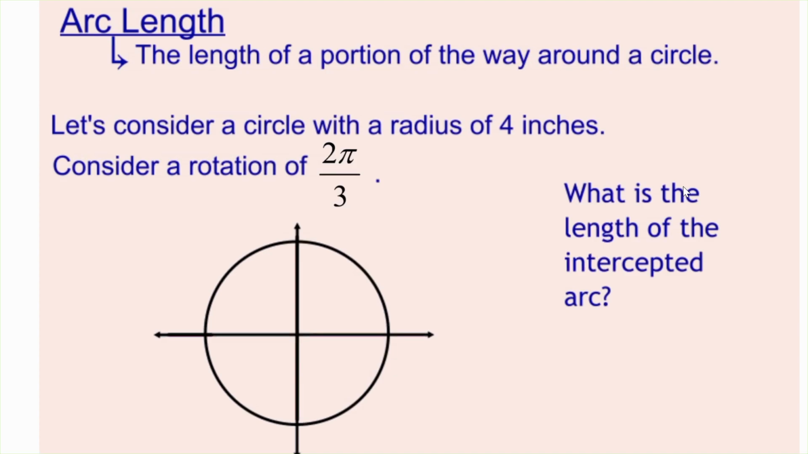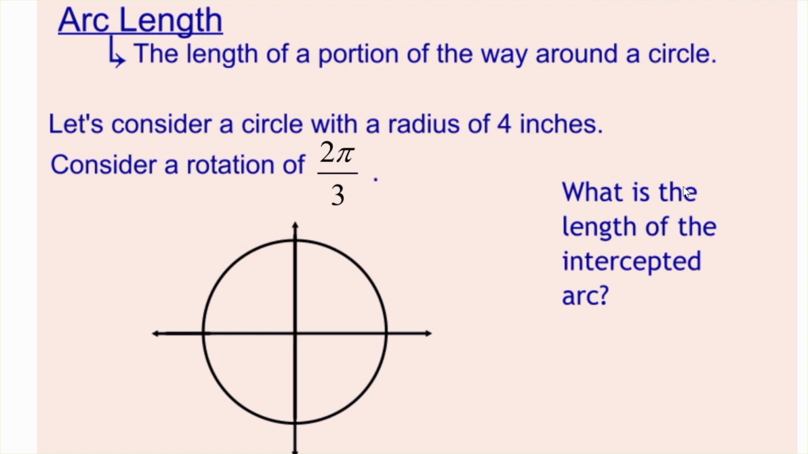So if we consider a circle of radius 4 rotated 2 pi over 3, we can consider this in terms of degrees or radians. I'm just going to try and keep it in terms of radians. This is pi over 2, and I'm a little beyond that at 2 pi over 3. Let me try and redo that. 2 pi over 3 is about right here.